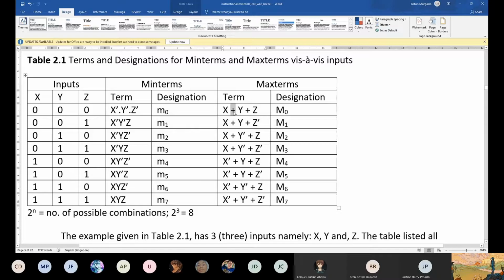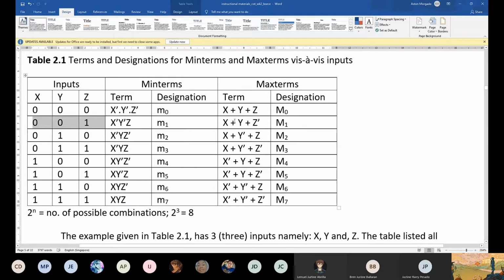Such that if you have an input of 0, 0, 0, x is 0, y is 0, z is 0. So x is 0, so simply x for max terms. Y is 0, y, and z is 0, so simply z. But the operator between literals or between letters is plus. Okay, that is for max term. So therefore, if you have inputs of 0, 0, 0 for x, y, z respectively, we shall have x plus y plus z.